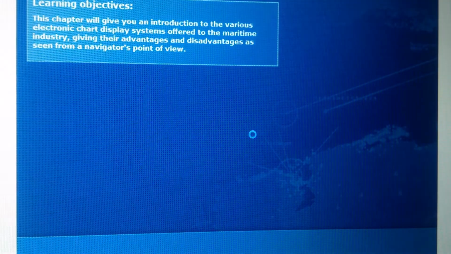This chapter will give you an introduction to the various electronic chart display systems offered to the maritime industry, giving their advantages and disadvantages as seen from a navigator's point of view.